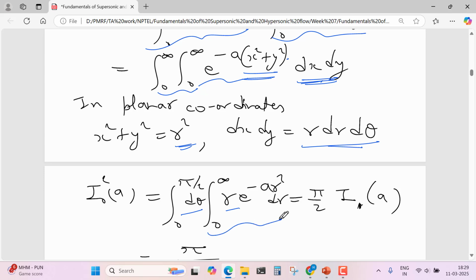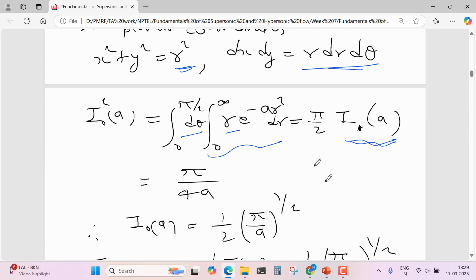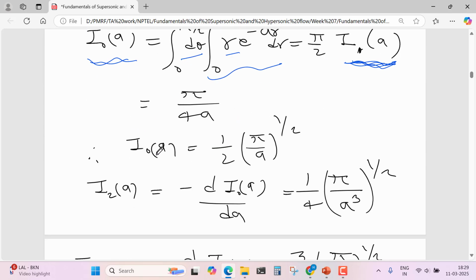And this is nothing but, if you compare I1a, this integration will become pi by 2. So ultimately it will become pi by 2 I1a, and the value of I1a was 1 by 2a, so it will become pi upon 4a. That's why we have found first I1a, because we needed it for I0a. So I0 will become 1 upon 2 under root pi upon a.